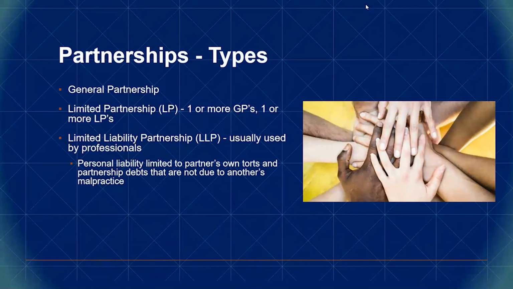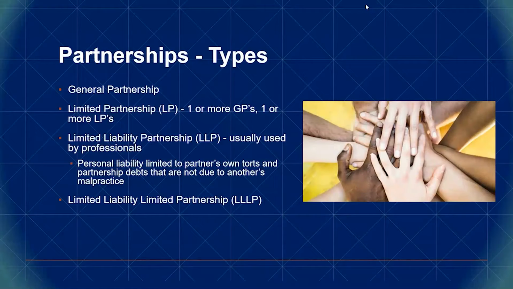So these LLPs, limited liability partnerships, are usually used by professionals: accountants, lawyers, sometimes doctors, although in some states it's not permitted. The LLP basically says that my liability as a partner, a professional in that firm, is limited to my own negligence and my own torts, the bad acts that I've committed. But the partnership debts, I may have a pro rata responsibility for based on my ownership of the partnership. But I'm not liable for my partner's malpractice or bad things that they may have done.